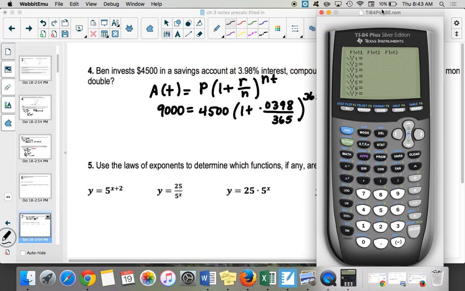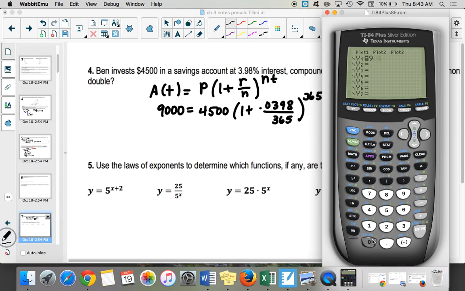So you could go to y equals, and you could put in 9,000, and you could do 4,500, or you could simplify both sides and divide by 2. And you can do 1 plus 0.0398 divided by 365. And then you can raise it to the 365t. All right, and then you can graph it.